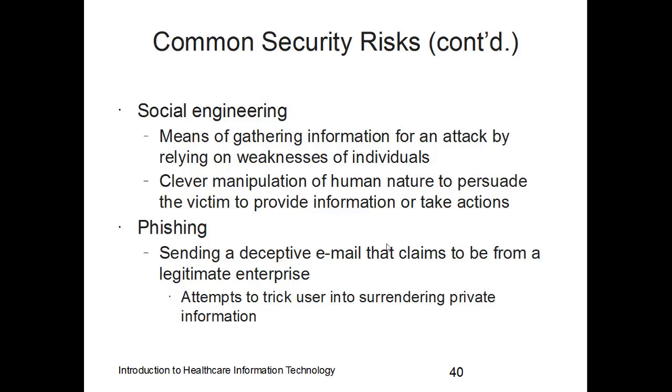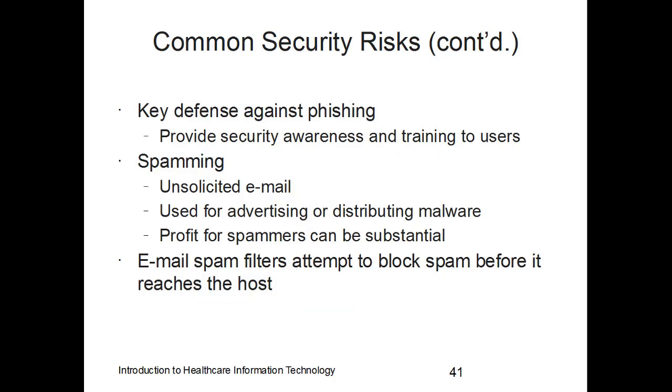Some other common security risks: social engineering. This is the means of gathering information for an attack by relying on weaknesses of individuals. And this often involves a clever manipulation of human nature to persuade a victim to provide information or to take action. Phishing. This is sending a deceptive email that claims to be from a legitimate person or a legitimate enterprise. And the goal is to trick the user into surrendering private information. A key defense against phishing is providing security awareness and training to users, being able to recognize what emails are legitimate, what emails are not legitimate.